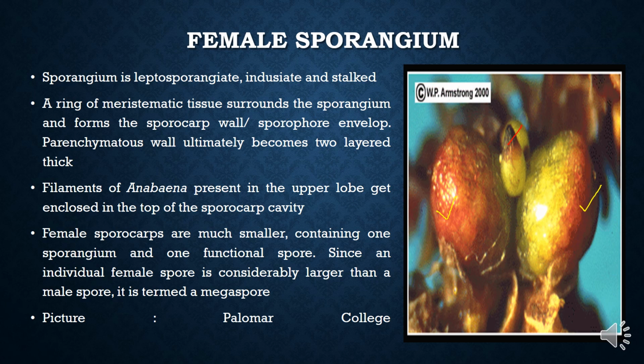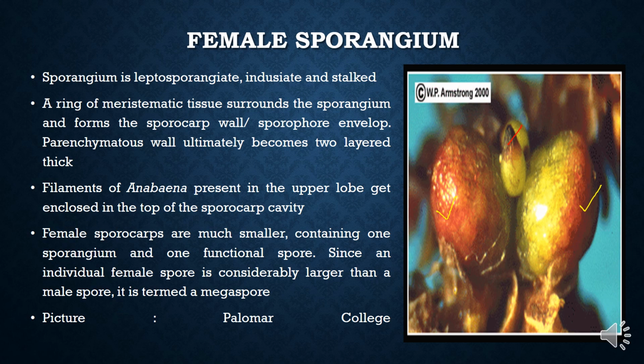During the formation of the mega and the microsporangium, the Anabaena azollae, the cyanobacteria present in the upper lobe of the leaf, get incorporated in both the sporangia, so that in later stages, that is during the formation of the gametophyte and the fertilized embryo, this Anabaena azollae gets incorporated in the next generation.